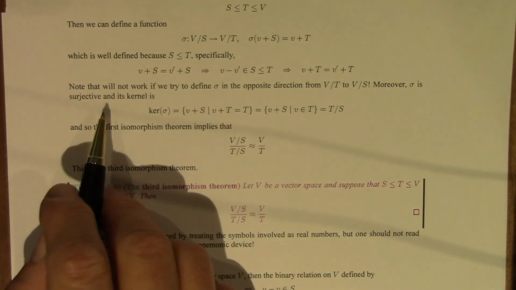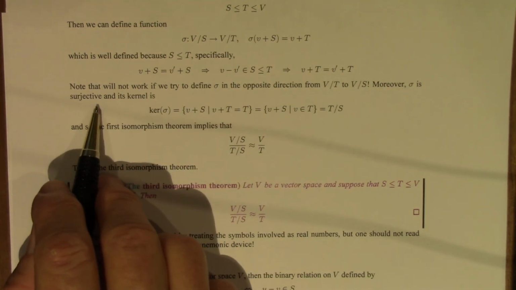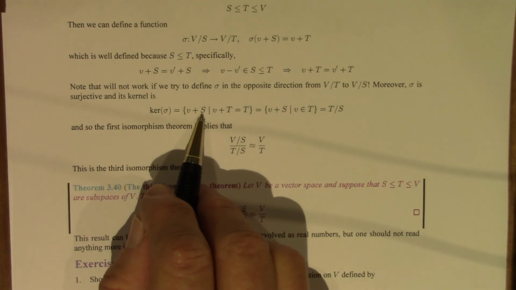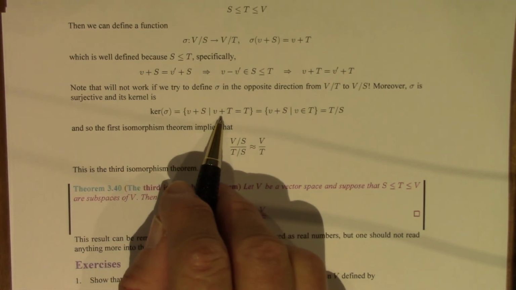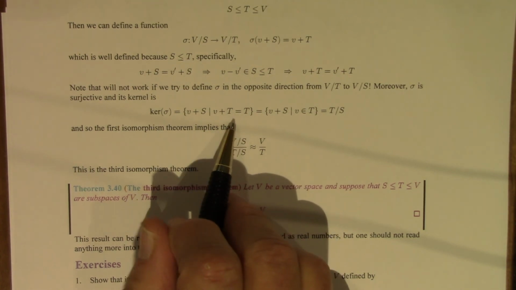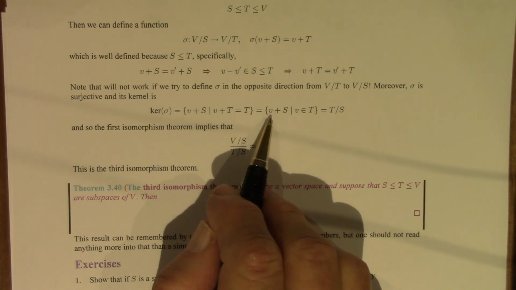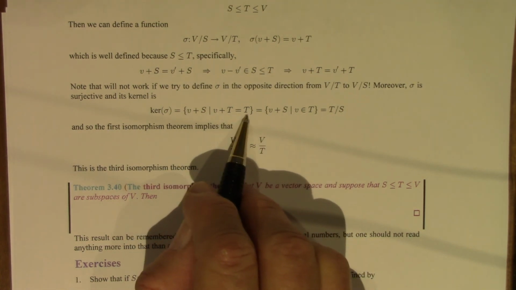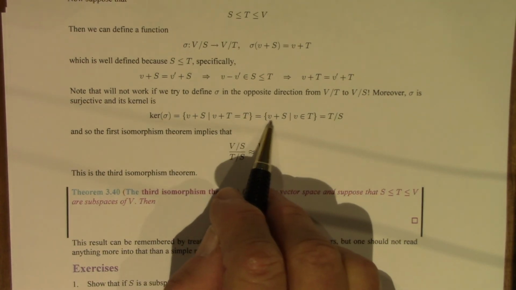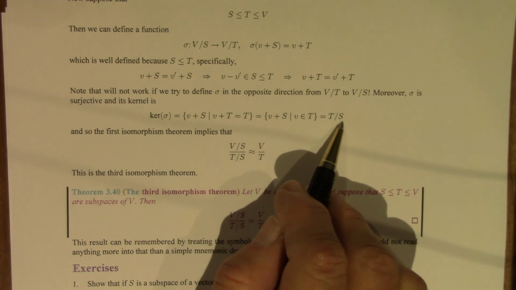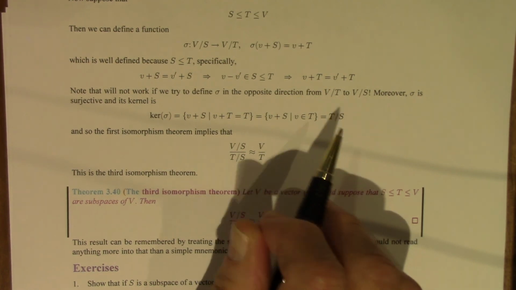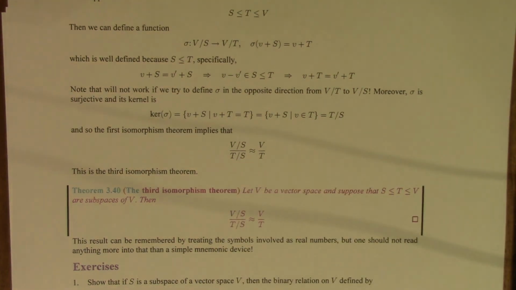Also, this map is surjective, and its kernel is the set of all S cosets whose corresponding T cosets are 0, in other words, equal to T. So v plus T equals T if and only if v belongs to T. So it's these cosets, which is T mod S. This is a legitimate quotient space. T is a vector space and S is a subspace.